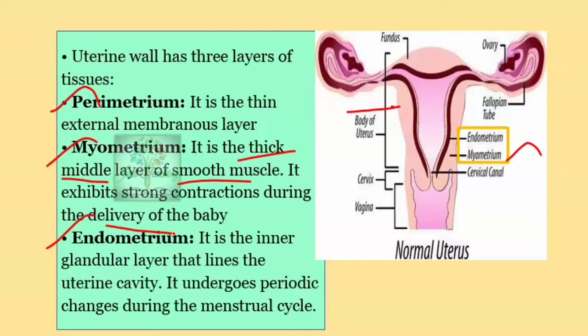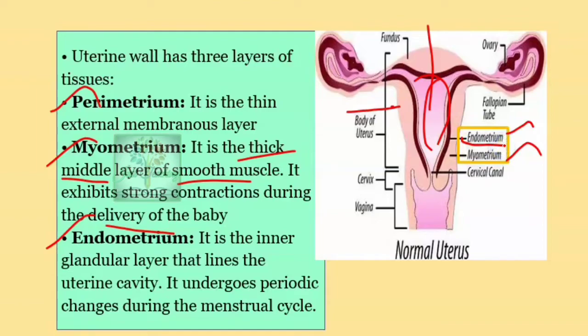Next, the innermost layer, we call it the endometrium. This endometrium lines the uterine cavity. You could see, this is the uterine cavity. Cavity always means an empty space. In this cavity the embryo will be developing into the fetus. So the lining which lines the cavity, we call it the endometrium.